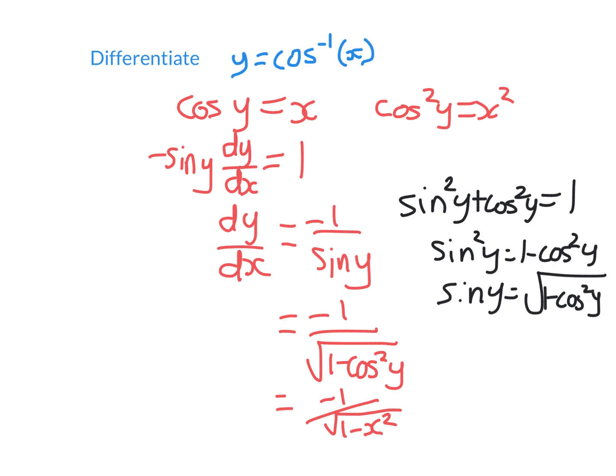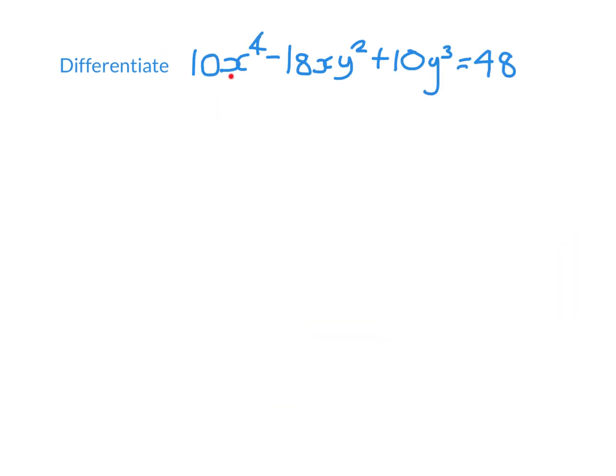Let's look at a harder example. So this is where implicit differentiation is really useful. Here we have x's and y's in an implicit function, and there's no easy way to get y as a function of x. So how are we going to differentiate? Well, we're just going to differentiate term by term. So the derivative of 10x to the power of 4 is 40x to the power of 3. So now we have to differentiate this. We're actually going to use the product rule.